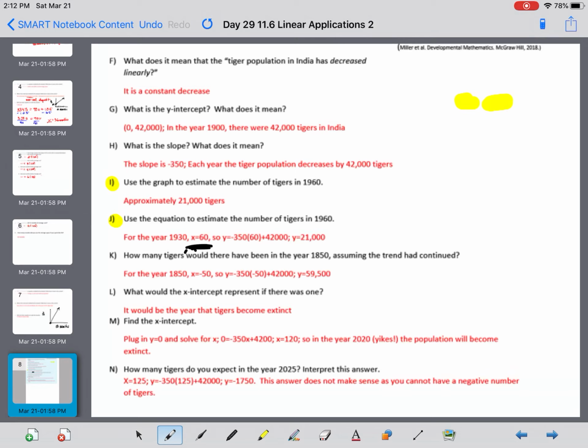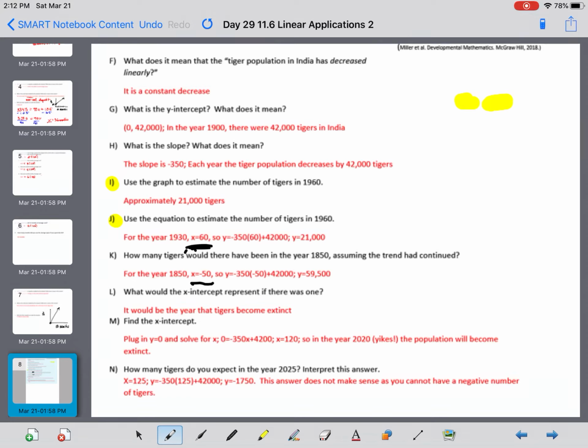Okay. Part K, this isn't something we typically do, but just to get the idea going, if this trend had continued, the year 1850 would mean that your x value would be a negative 50, because you're going 50 years back from that 1900 mark. So plugging negative 50 into the equation would tell us we have 59,500.